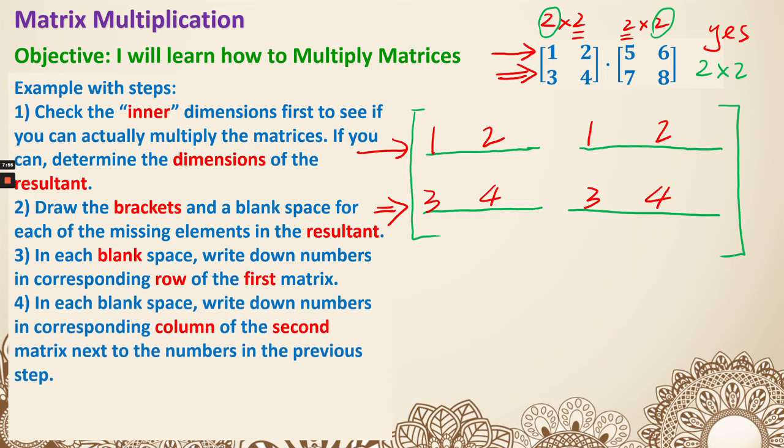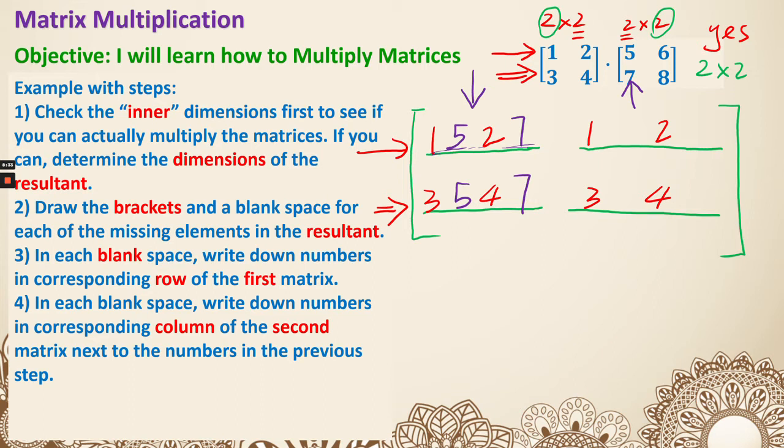Moving on, step 4. In each blank space, write down numbers in the corresponding column of the second matrix next to the numbers in the previous step. So now, because we already wrote down all the rows from the first matrix, we're not going to get columns from the first matrix as well. We're going to do it with the second matrix. Column 5, 7. So I'm going to write them into each space of the first column. 5, 7, 5, 7. You might be wondering, wait, it looks like you are writing these numbers in a row. Well, not quite.